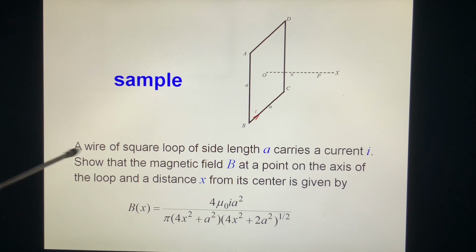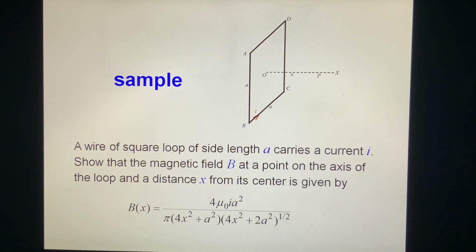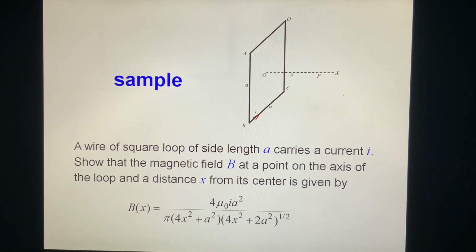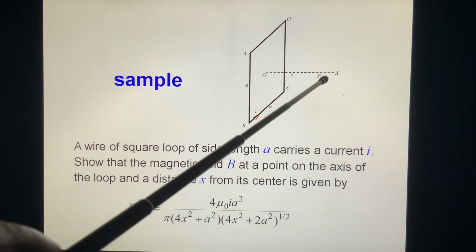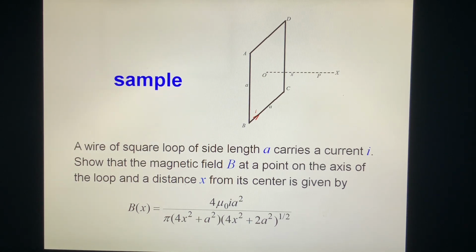Samples. A wire of a square loop of side length A carries a current I. Show that the magnetic field B at a point P on the axis of the loop and a distance x from its center is given by the following expression.